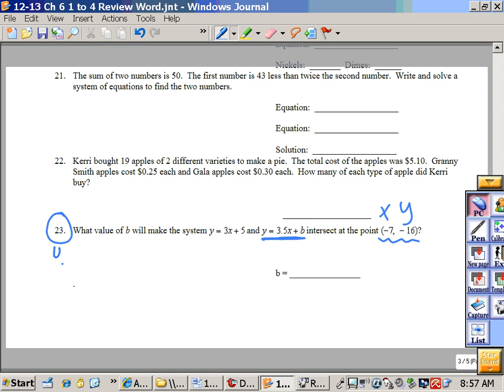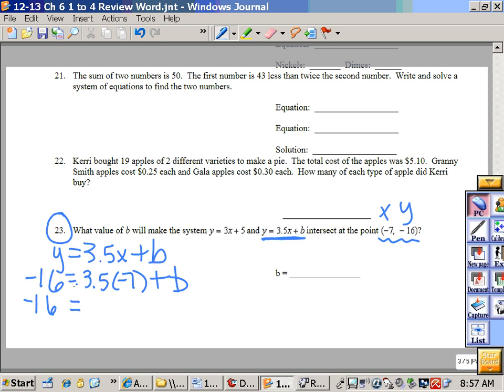Okay? So I'm taking y equals 3.5x plus b. And in its place, x is -7. So I'm going to put 3.5 times -7 plus b. And in the y place, I put a -16. Okay, so then I have -16 equals -24.5, good job, plus b. And then add your 24.5.